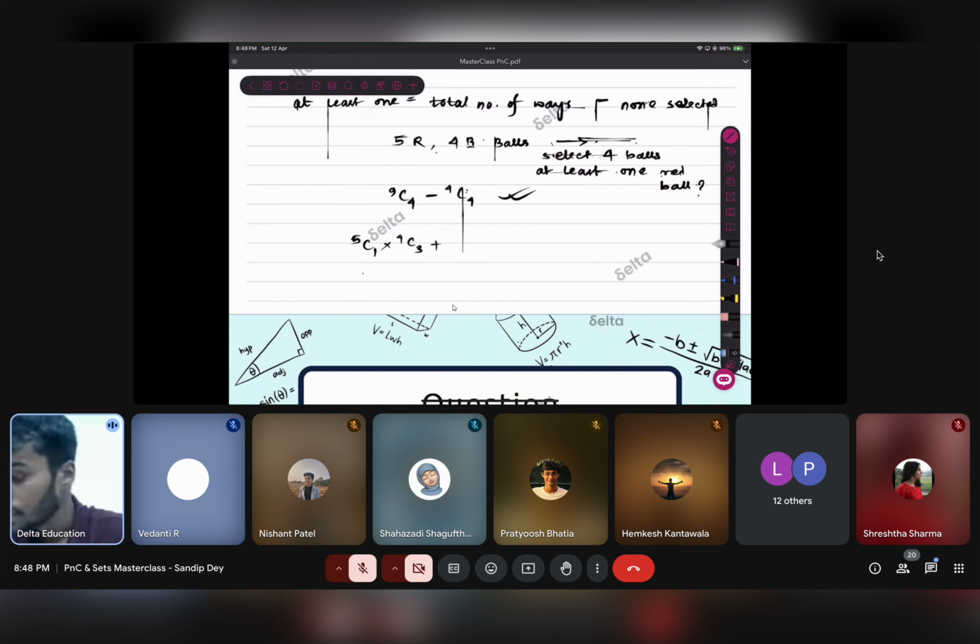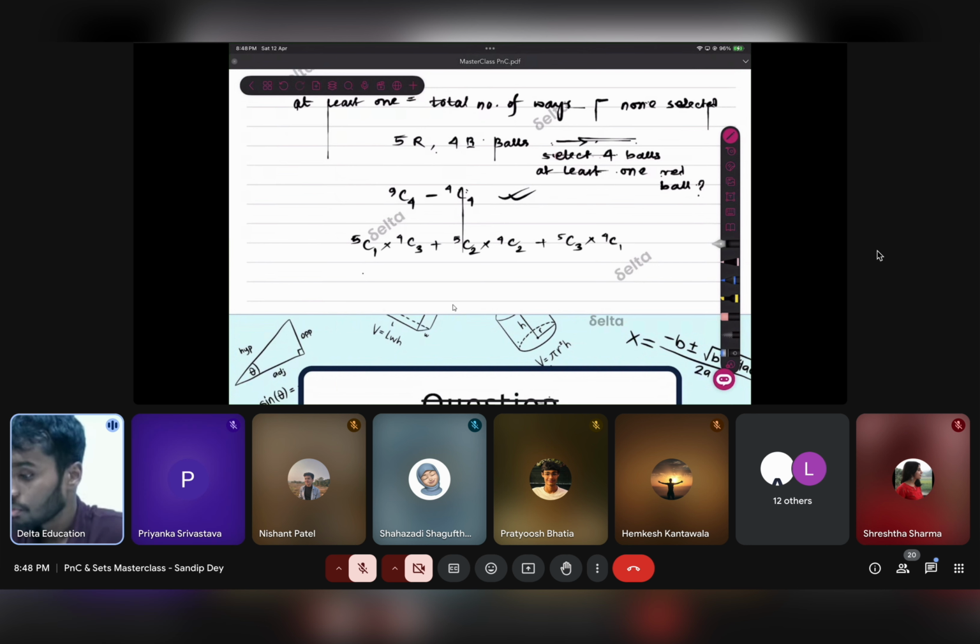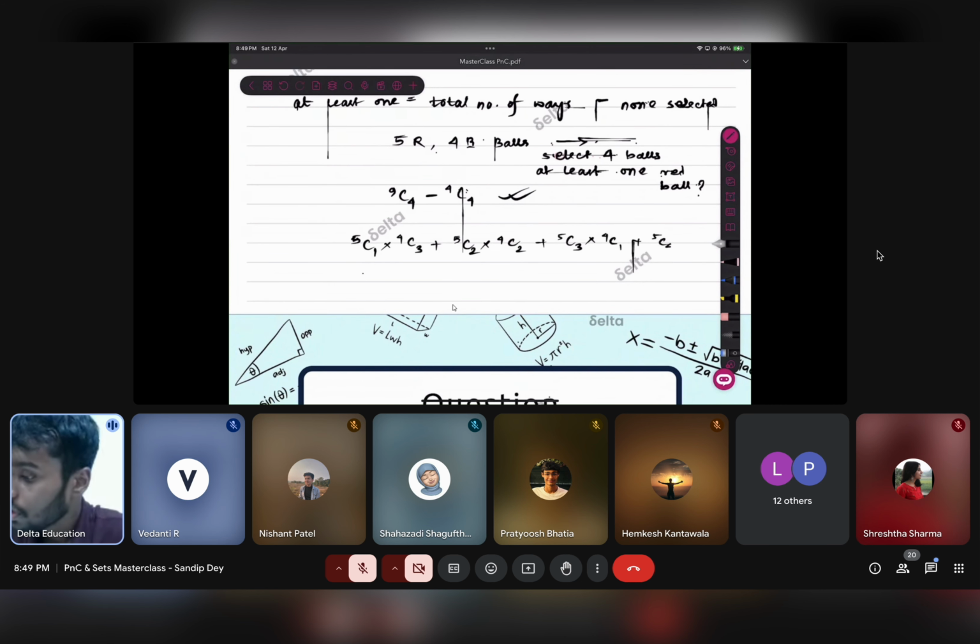Okay, so I'm going to explain. Then I'm going to select 2 red balls, and also I'm going to select 2 blue balls, and so on. Then I can select 3 red balls and 1 blue ball, and also I can select 4 red balls and 0 blue balls, basically. So this is one way in which you can solve this question.